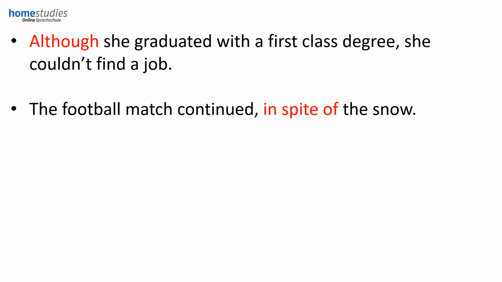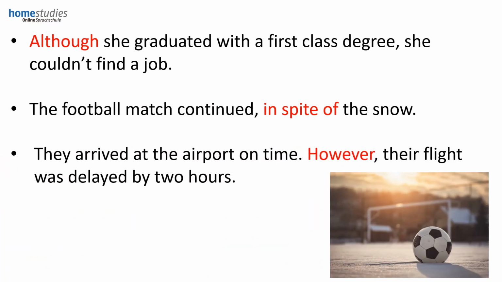The football match continued in spite of the snow. They arrived at the airport on time. However, their flight was delayed by 2 hours. Okay, let's just spend a minute and look at these sentences in a bit more detail. The first one we use although. Although she graduated with a first-class degree, she couldn't find a job.